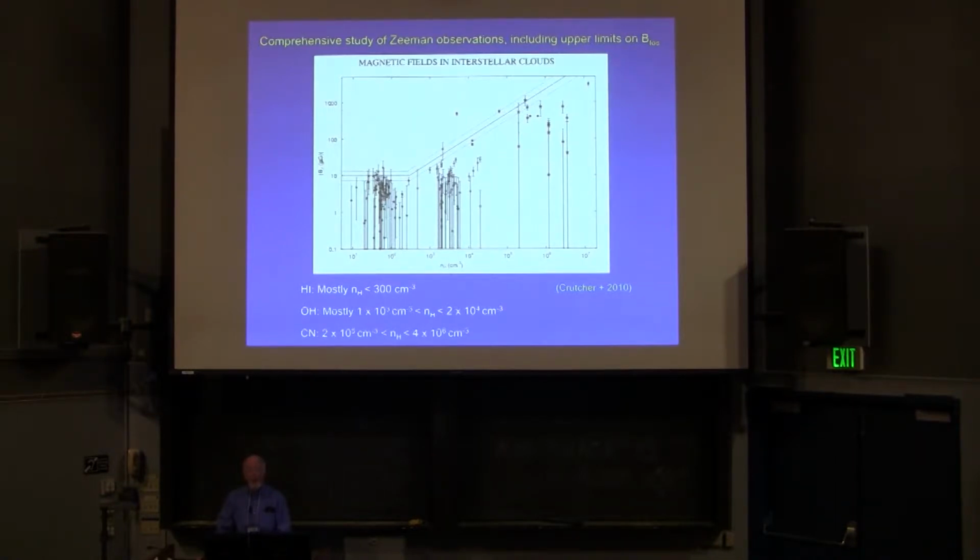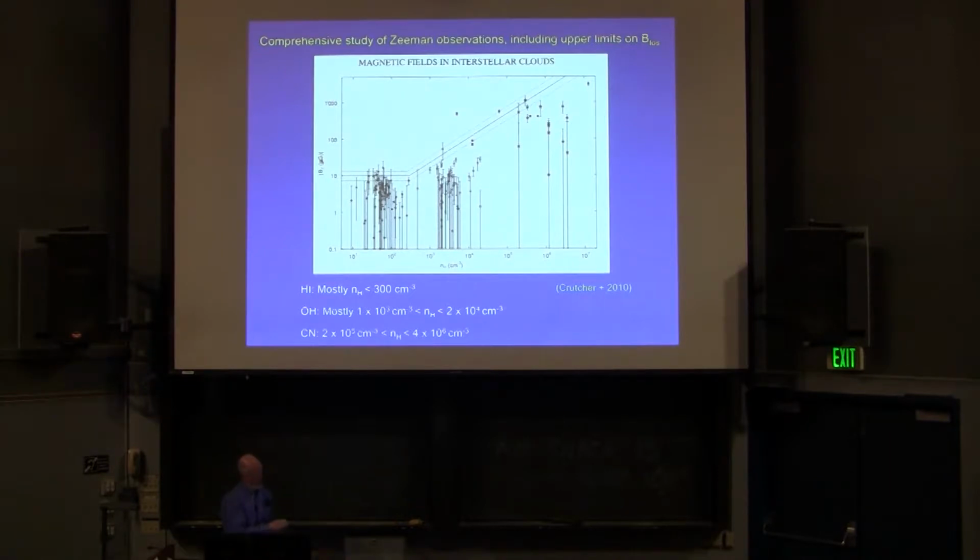He summarized all the data that was available at that time, and this had three different sources. You had the atomic hydrogen, which I've already mentioned. You have the OH molecule, which is mainly sensitive to gas between about 1,000 and 20,000 per cubic centimeter. And then the CN molecule, which is between a couple 10^5 and a few 10^6. This graph then shows the field in these different density ranges. So this is primarily the H1 data, this is the OH data, and this here is the CN data.